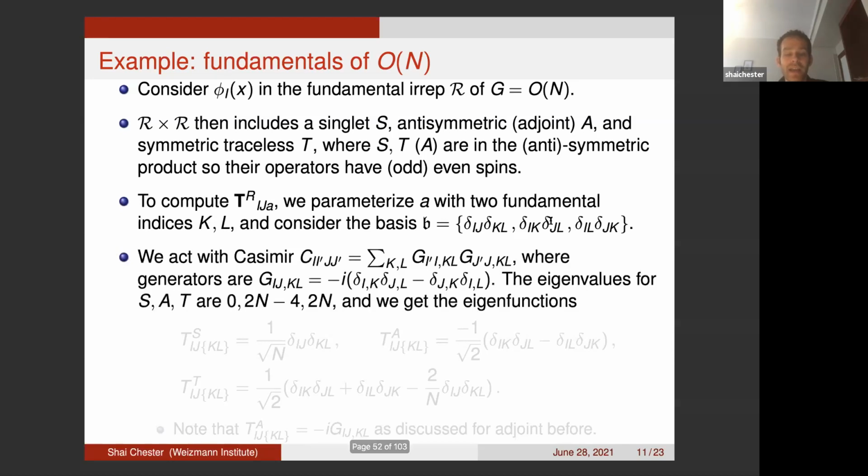So the next step is that we want to define our quadratic Casimir as written with these indices. So here we take our generator G, which is defined explicitly here in terms of Kronecker deltas, and we square it, which is the definition of a quadratic Casimir.